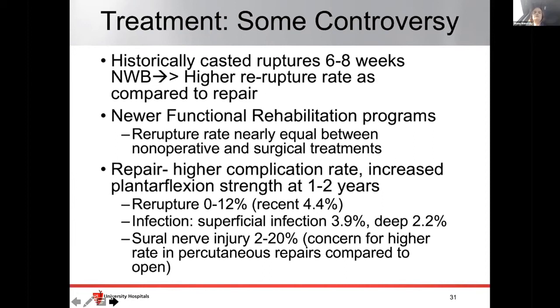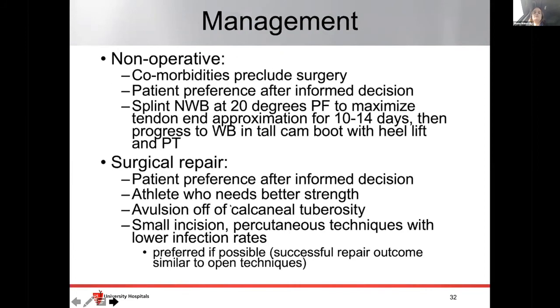Sural nerve injury has not been found to be true with respect to percutaneous repairs. And so the percutaneous repairs that we do are now through a very small incision, so it limits the amount of incision, so it heals better and also heals faster, with a lower infection rate. So for the management, sometimes you cannot do surgery because the patient's function or expectations don't really require it, or they have other medical problems and they just can't have the surgery done.